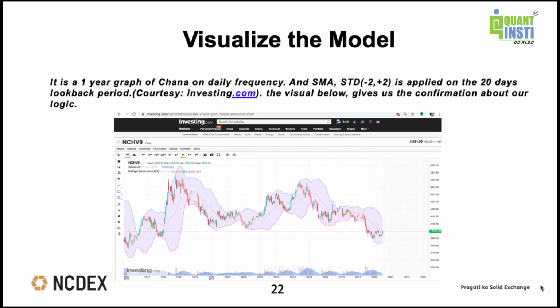If we look closely, the lower level is -2 standard deviation below the mean, and the upper level is +2 standard deviation above the mean. The candlesticks are touching both the levels most of the time, and coming back to the mean after touching the upper and lower levels. So by looking at this, it seems the logic we have decided, trading between -2 standard deviation and +2, should work.